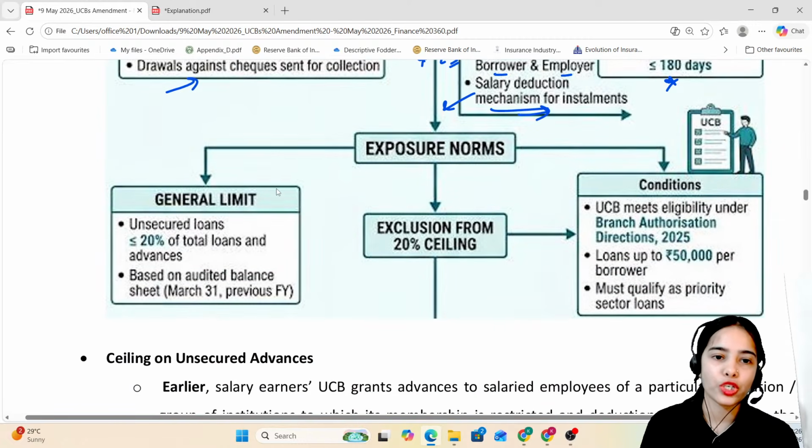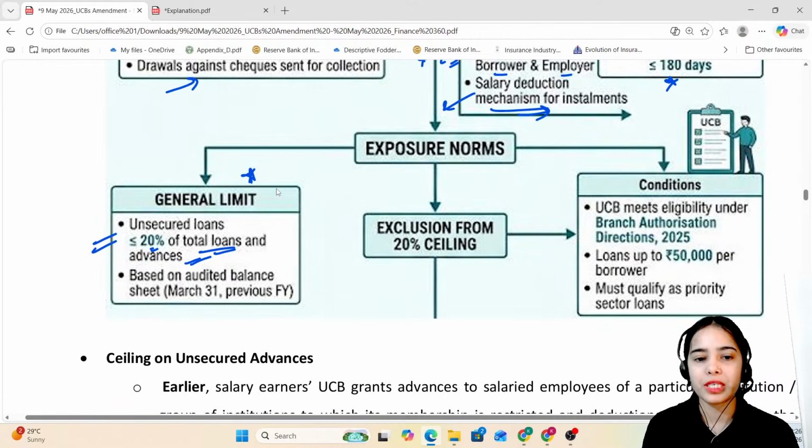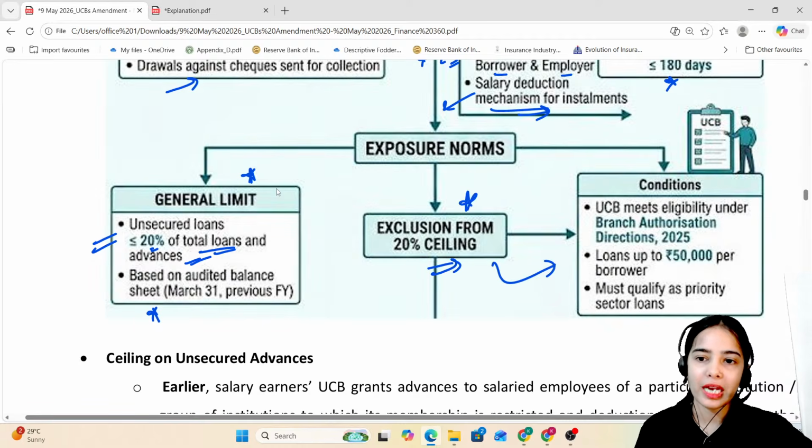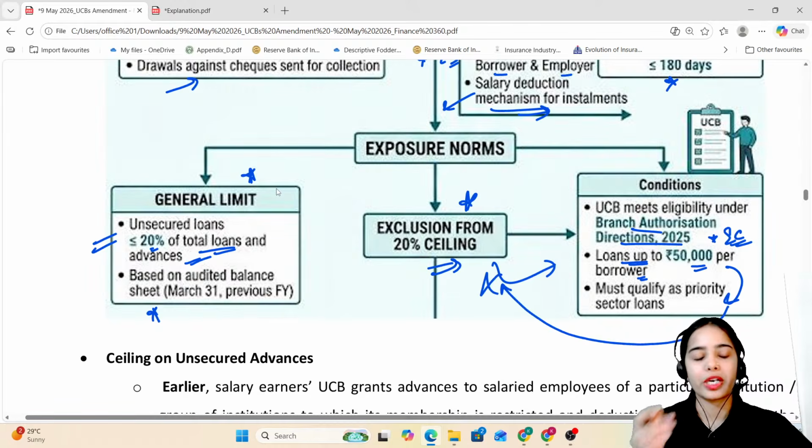Next is exposure norms. The general limit is that unsecured loans can be given up to 20%. It should not exceed 20% of the total loans and advances as per the audited balance sheet of the previous financial year, by 31st March. Now, exclusion from the 20% ceiling: the urban cooperative banks that are meeting the branch authorization directions 2025 and fulfilling the eligibility criteria can provide loans up to 50,000 per borrower if they qualify as priority sector loans, so they will not be included in this 20% ceiling.